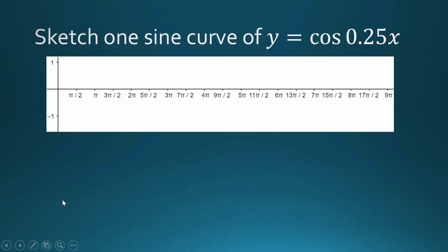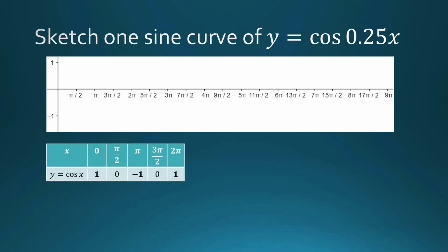Before we go to sketching the graph of y is equal to cosine of 0.25 times x, let us trace the graph for y is equal to cosine of x. So we know that the x-intercepts of this function will occur when x is equal to pi over 2, 3 pi over 2, 5 pi over 2. And by the way, the period of y is equal to cosine of x is, again, 2 pi. So from 0 to 2 pi, we expect to see one cosine curve. What is cosine of 0? It's 1. Okay, so these are our x-intercepts.